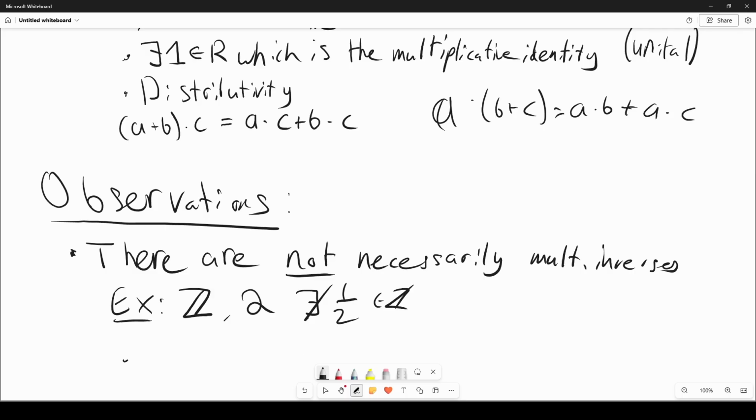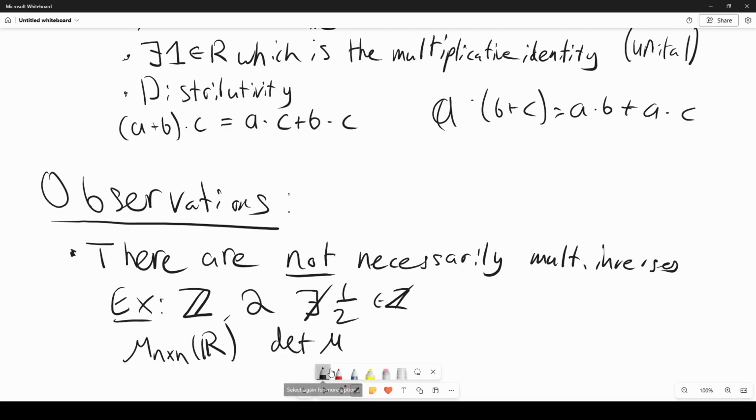Another example is if I took n by n matrices, not every matrix has an inverse, only when the determinant is non-zero. So if I took some matrix which had determinant 0, then I know this guy is not going to have an inverse. And so I don't necessarily have a multiplicative inverse in this case, but it's still a ring.